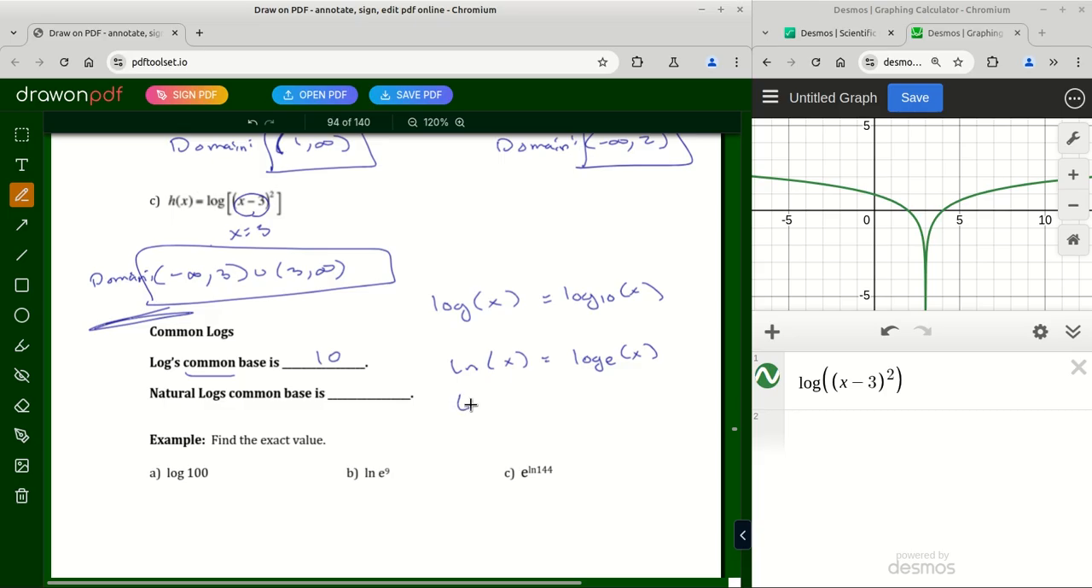So that's ln, log natural. Okay, well, you get the idea. Log natural base, okay? ln.